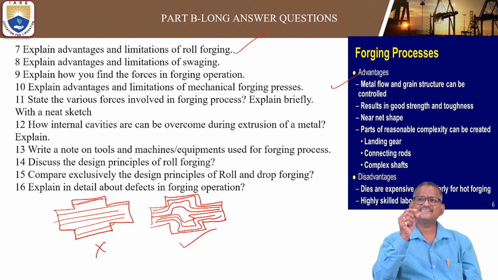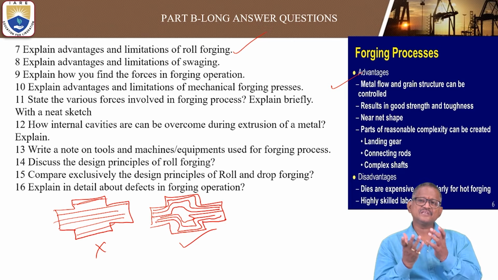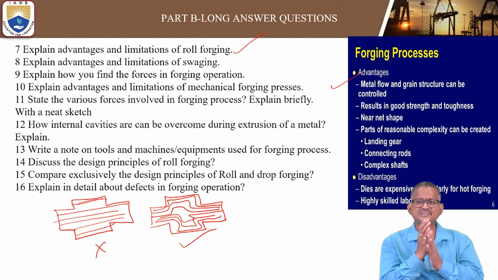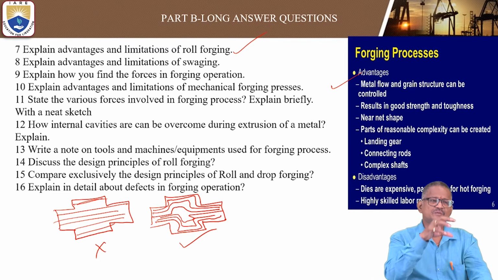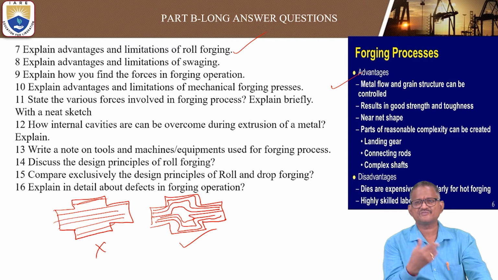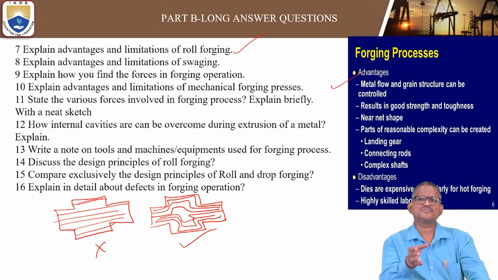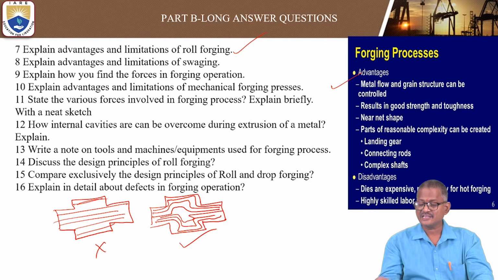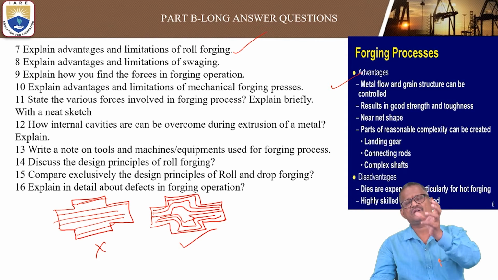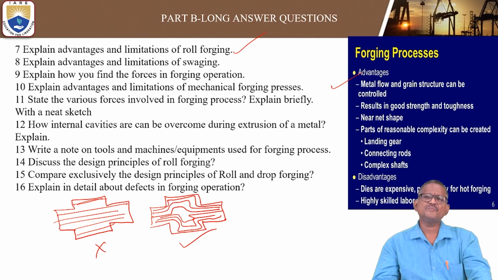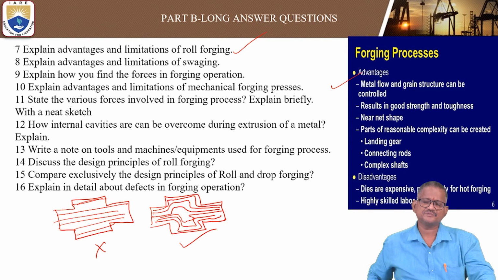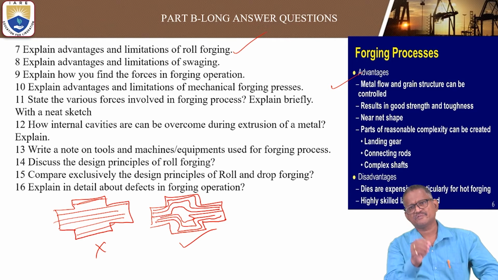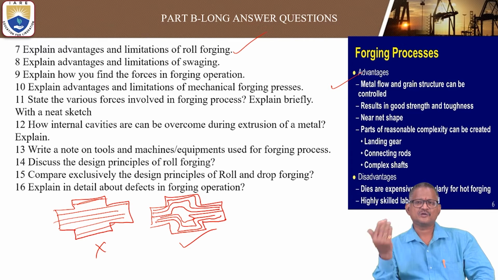Similarly, forging results in good strength and toughness. Think about the purpose: what are the components that require good strength and toughness? For that also, machinery applications are used, and you can add some more points for toughness. And parts of reasonable complexity can be created, like gates, connecting rods, and any complex shapes, even spark plugs. Different complex shapes can be produced by the forging process. You can draw some applications like a gear, a connecting rod, and complex shapes, etc.